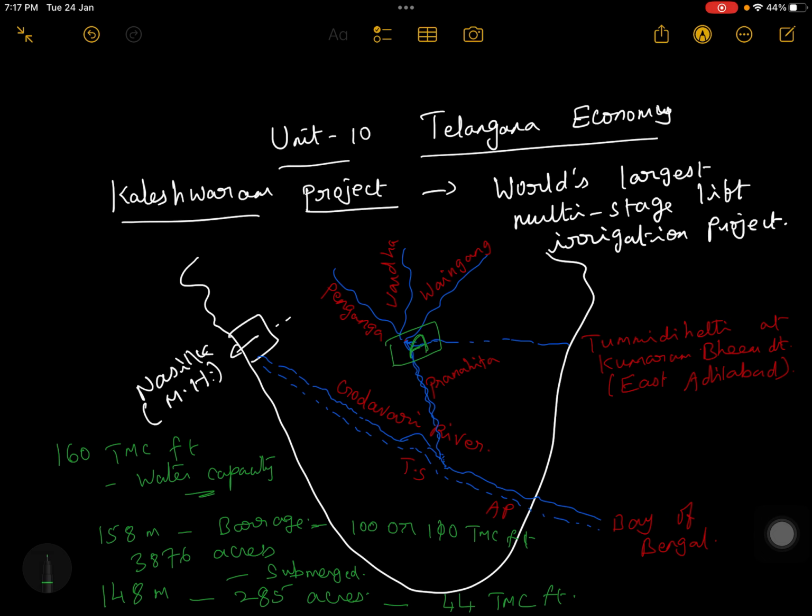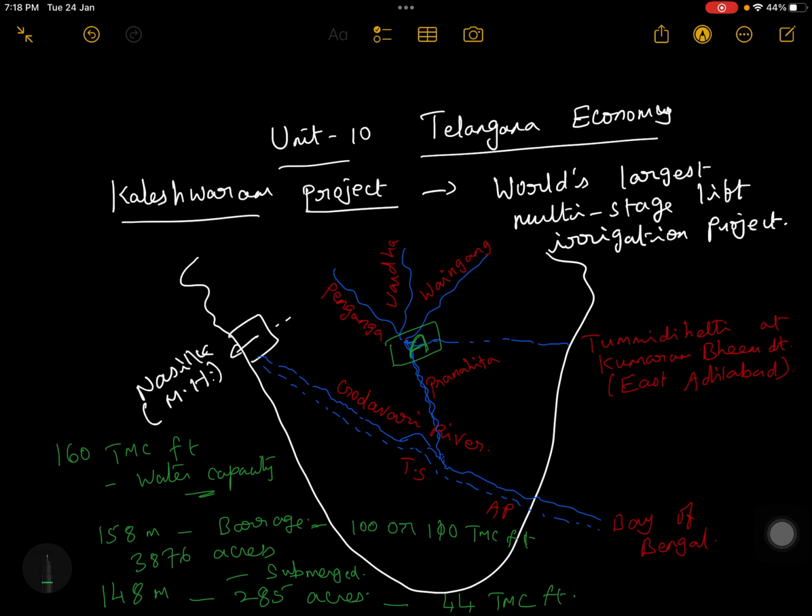So there was a problem between the state of AP and the Maharashtra state. Maharashtra was not accepting the barrage at 158 meters because 3,876 acres of their land would be submerged, whereas AP was not agreeing because if the barrage was built at 148 meters, they would get water equivalent to only 44 TMC feet. This problem was prolonging during the time of Mr.